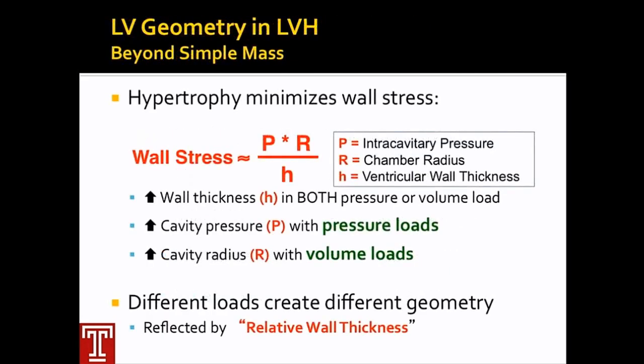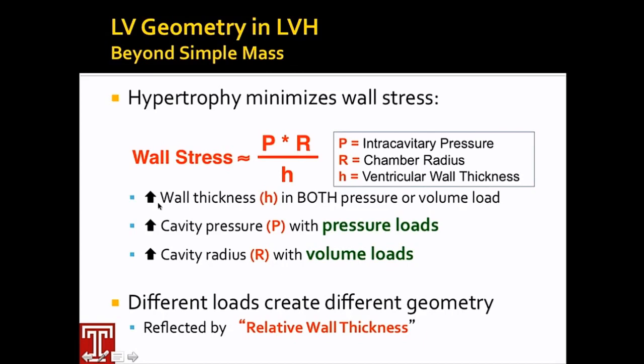So I just briefly want to touch upon LV geometry, which is basically the pattern of hypertrophy. Hypertrophy is minimization of wall stress. The stress and myocardial oxygen consumption of the myocardial wall are directly related to the pressure in the chamber and the radius of the chamber. It is indirectly related to the thickness of the wall of the chamber. So the thickness of the wall spreads out the force that the wall needs to maintain due to the pressure and volume stressors that the ventricle is associated with.